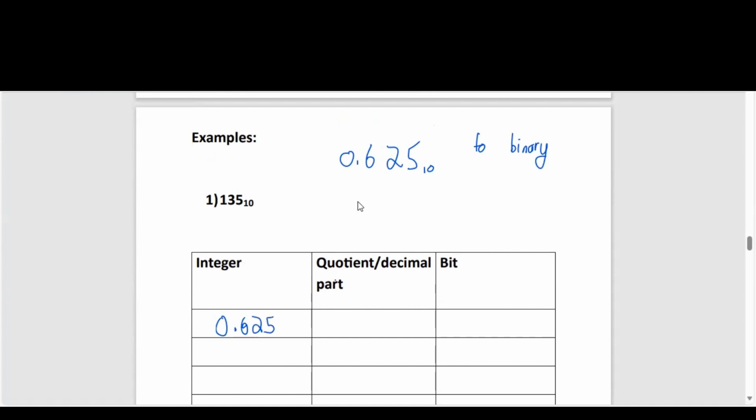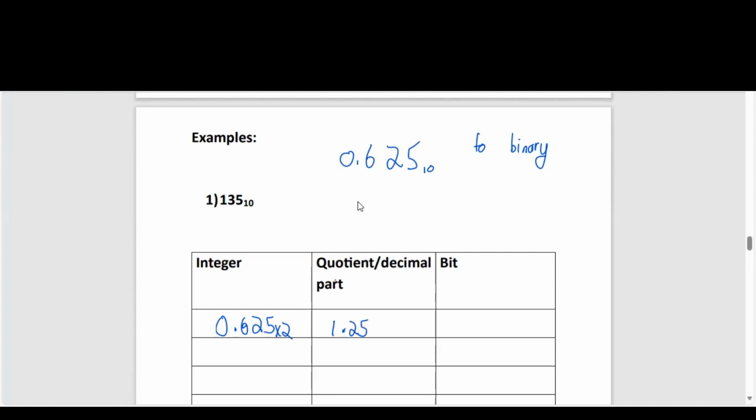So 0.625, right? For the steps, you must go into binary, and binary is base 2, so you multiply by 2. Let's see what I'll get. 0.625 multiplied by 2 is 1.25. So remember, after the answer, I get 1.25, right?